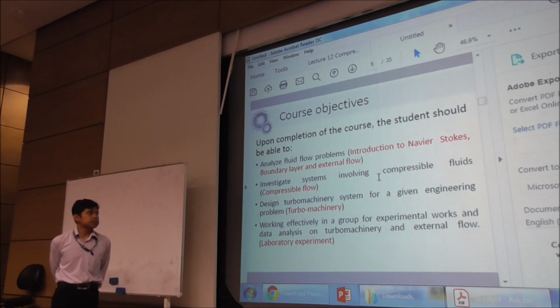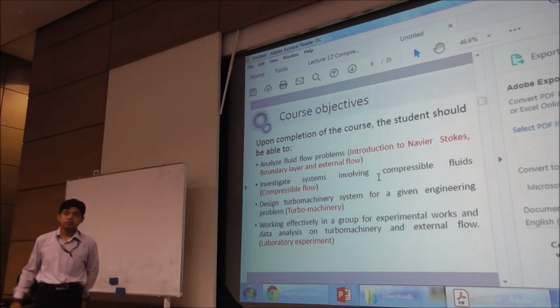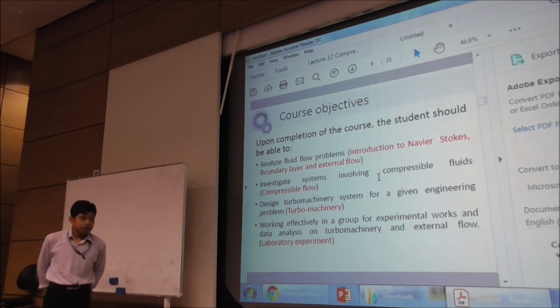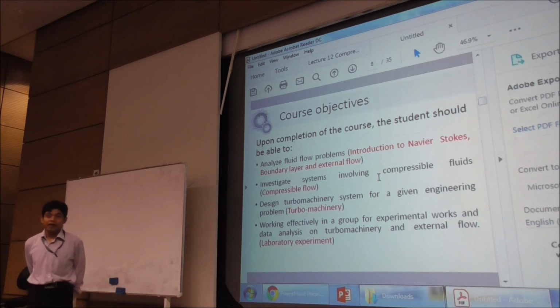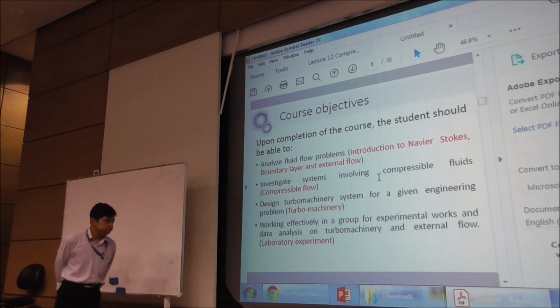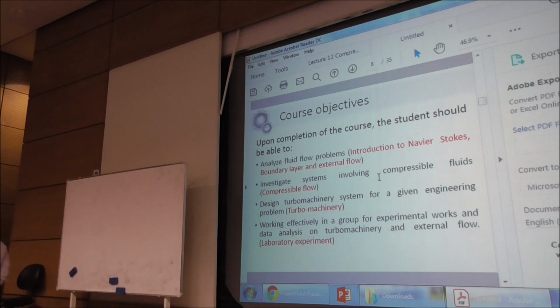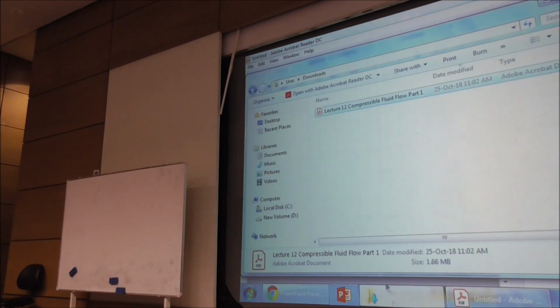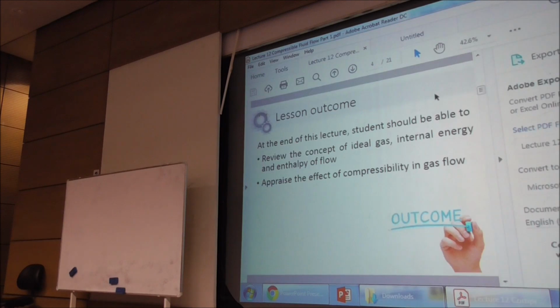Okay, so the next now is week 7. So in the next 6 or 5 weeks, we will try to finalize 2 CO. Okay, one is involving compressible flow, and the other one is involving turbo machinery. So in this chapter, we will first go into the compressible flow.